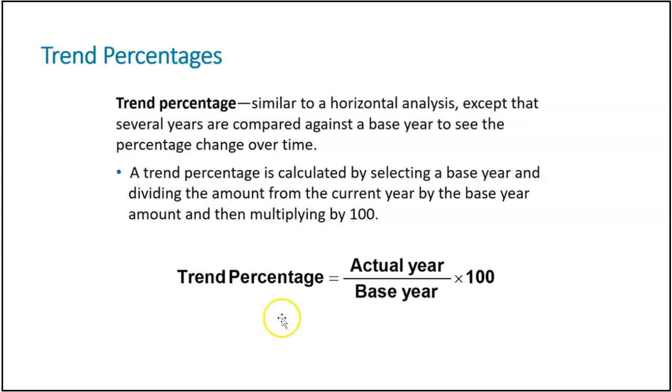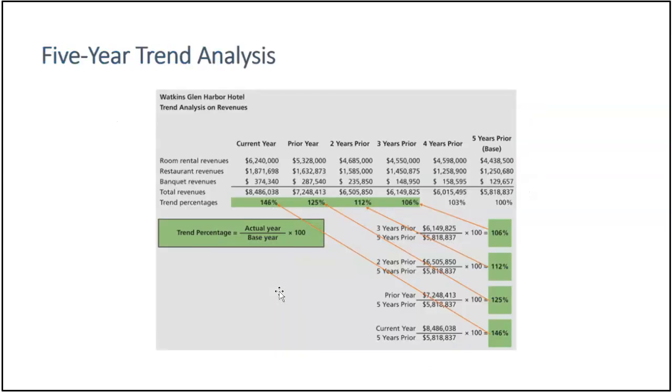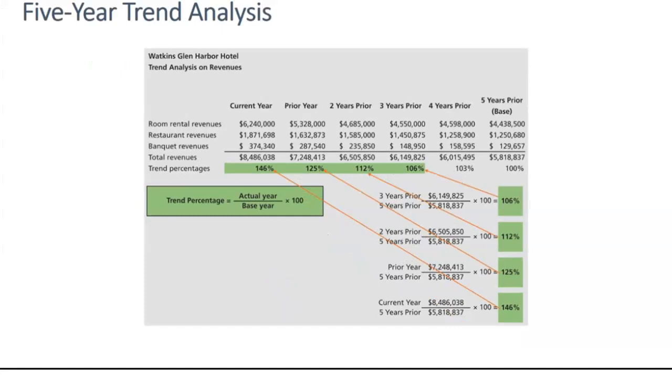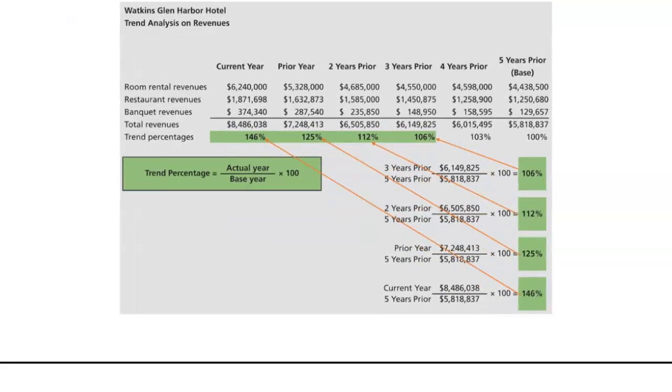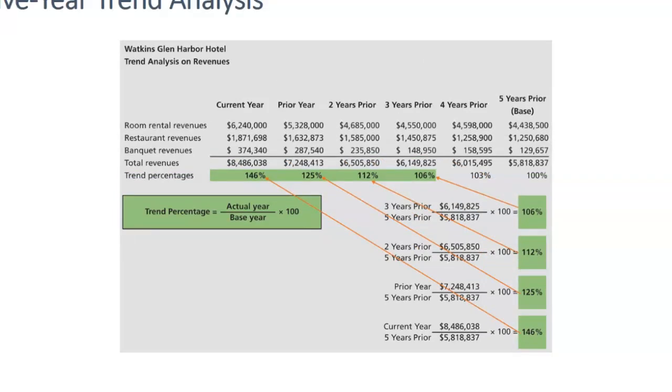So we'll look at several years compared against a base year. We'll take our actual year divided by the base year times 100. So the actual year divided by the base year times 100 gives us the percentage. Okay, and here is our example. Let's see if we can make this bigger. I didn't realize this was so small in here.